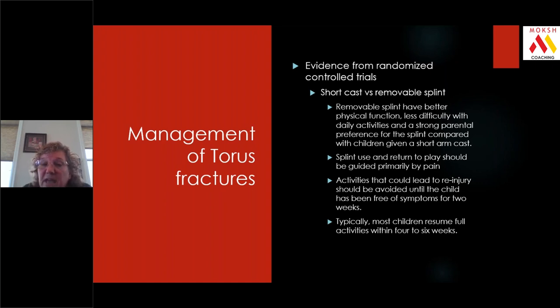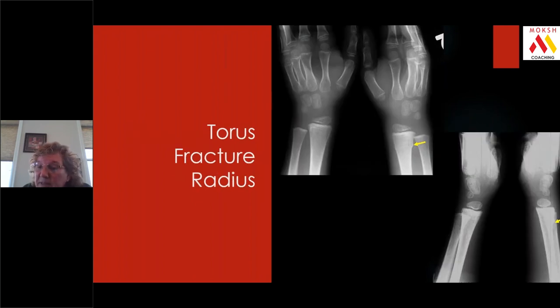I do not know that that sign has a name. It's the buccal. That's the site of the torus fracture. That's called a torus or buccal fracture.